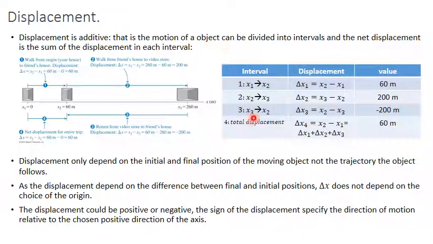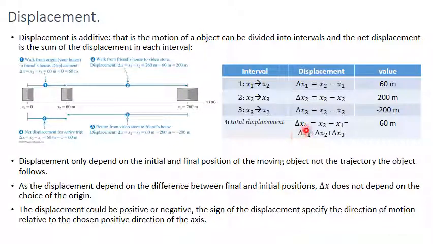In the third interval, I went from x3 back to my friend's house, so to x2. So this is x2 minus x3. So now x2 is the final and x3 is the initial, and the displacement is minus 100 meters. Now, I also could look at the total interval, the final interval. So I could look at the whole displacement.